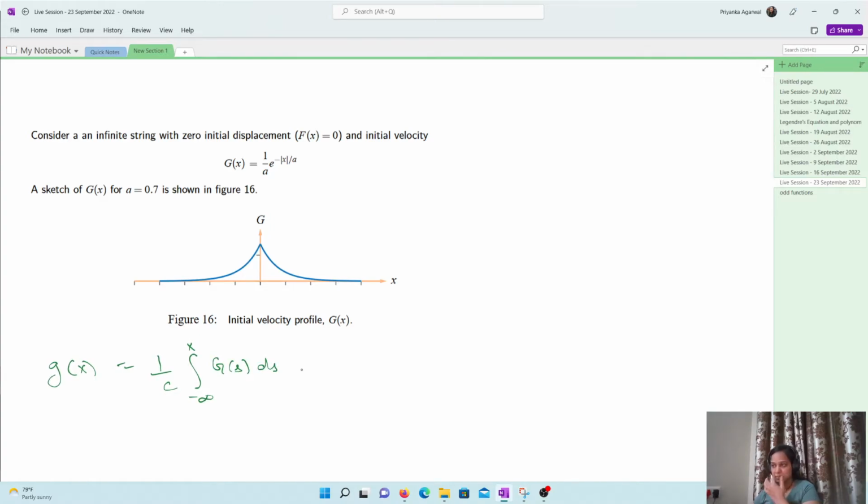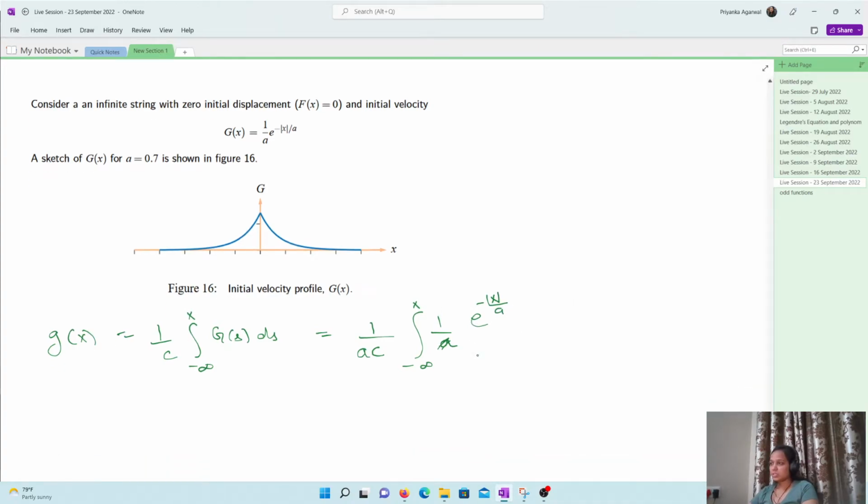Okay. Now this can be defined as 1 by c. This g function has a constant factor, so let's take that out. Minus infinity to x, 1 by a, which we have already taken outside. So we have e to the power minus mod x divided by a.